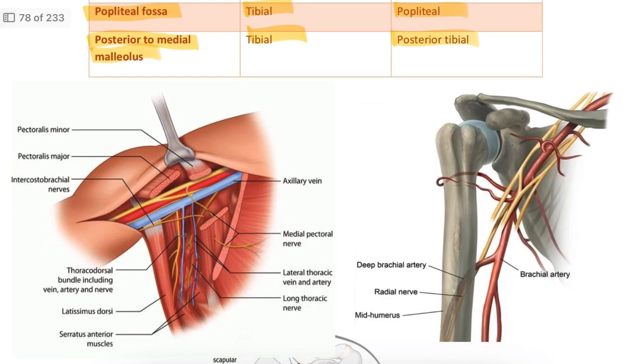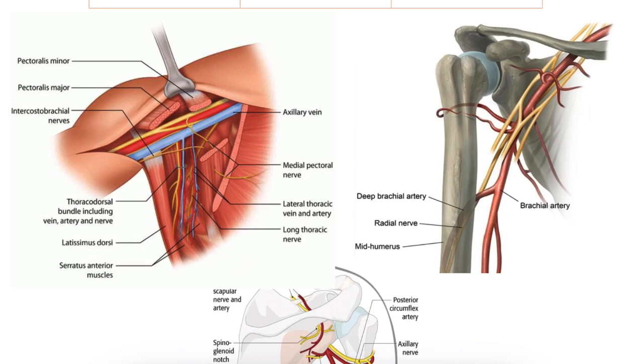Now we are going to look at some images, and based on these images we can understand. First one, the axilla. Here we can see the long thoracic nerve passing down. This long thoracic nerve and lateral thoracic artery also show the thoracodorsal bundle and axillary nerve, including the vein, artery and nerves. This is the clinical relevance.